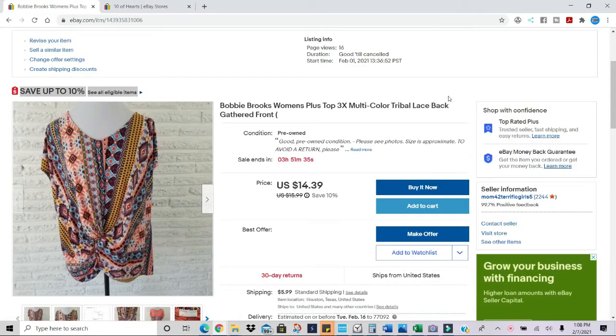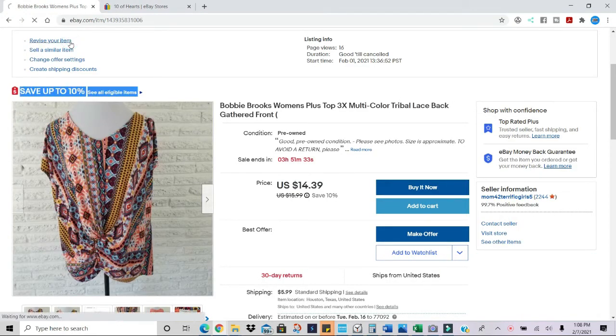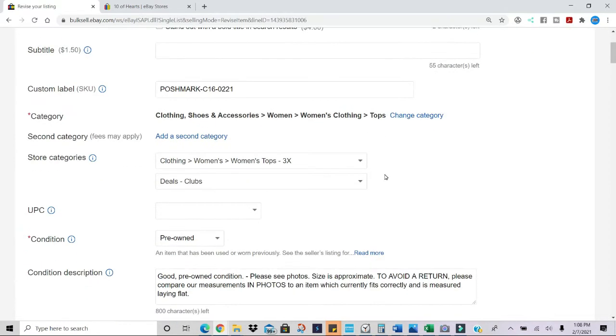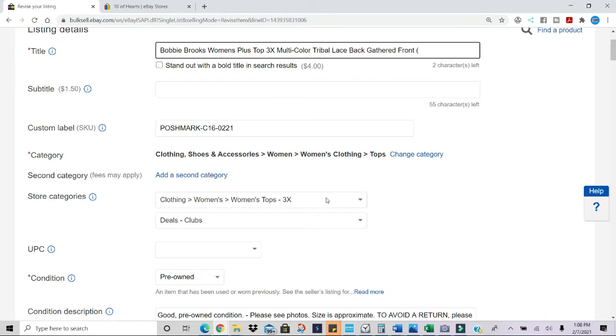Let's take a look at this item right here. I listed it recently, sometime in February. And if you're not familiar with eBay's categories, you're given two store categories, a primary and a secondary. So as you can see, this tunic is listed in the first category as clothing, women's tops, and it's a size 3X. And in the second category, I've given it the category of clubs because it was listed in February.